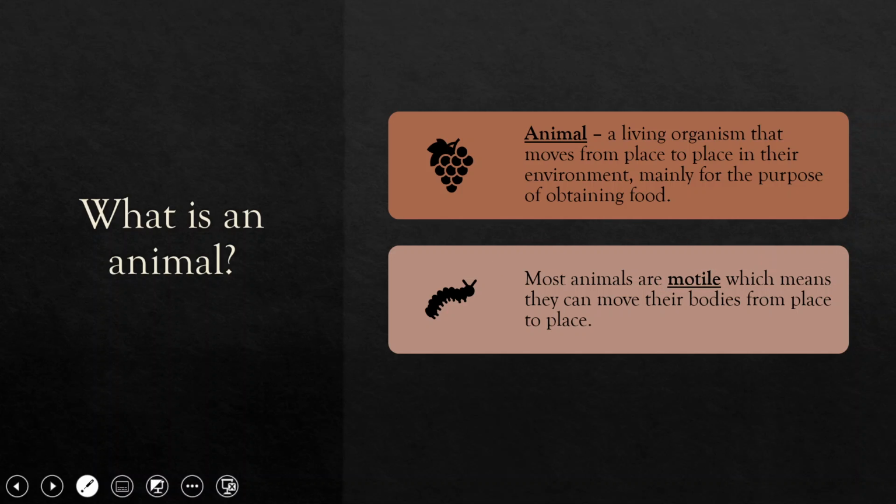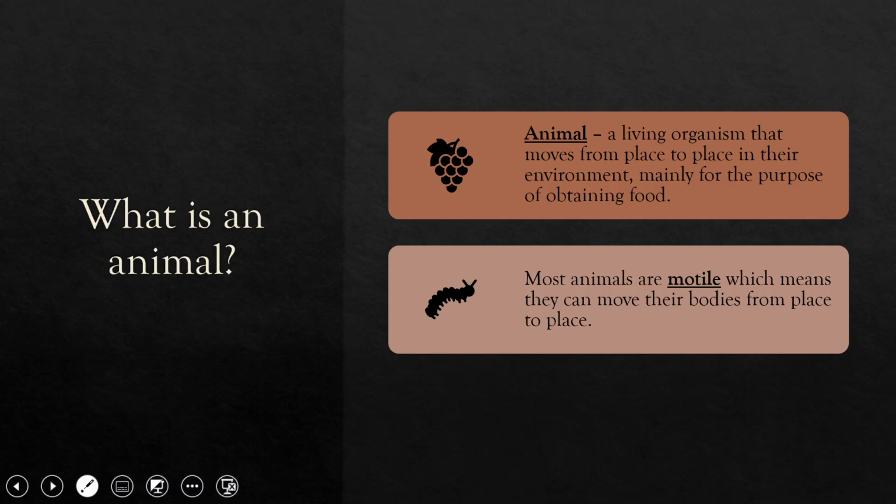Now, right here it says most animals are motile. Now, motile is an interesting word. Basically it means that they can move their bodies from place to place. Now, you might be thinking right now, there are some animals that cannot move their bodies from place to place, but the majority of them are motile. Caterpillar especially, right here, he's a motile animal, and he definitely moves around to get his food. And so he goes from leaf to leaf, just munching down, getting everything he needs.